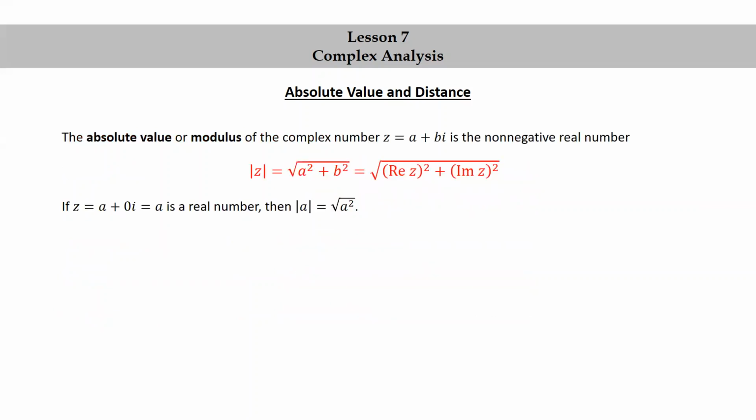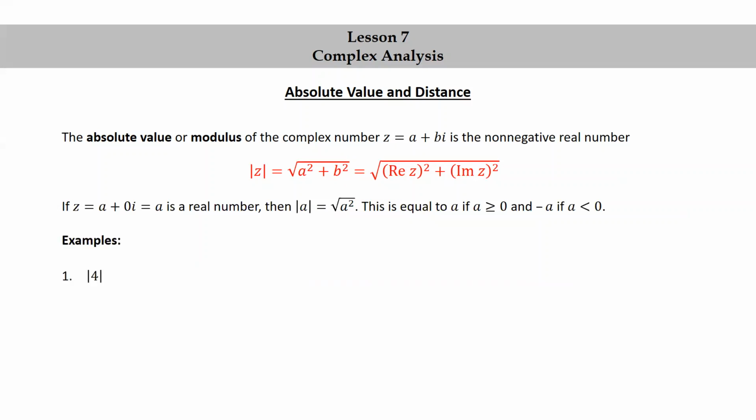If z equals a plus 0i equals a is a real number, then the absolute value of a is equal to the square root of a squared. This is equal to a if a is greater than or equal to 0, and negative a if a is less than 0.